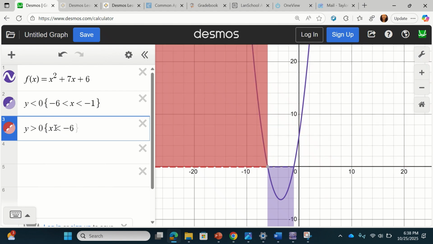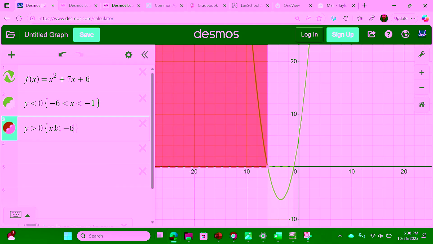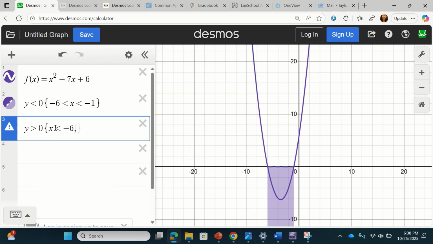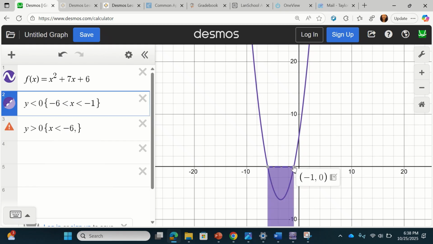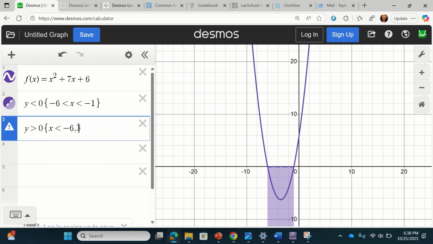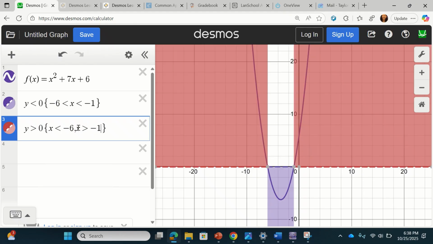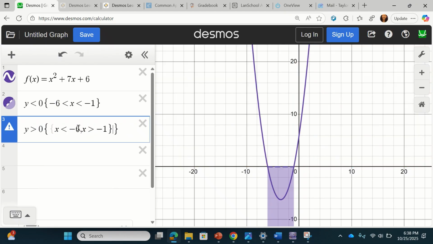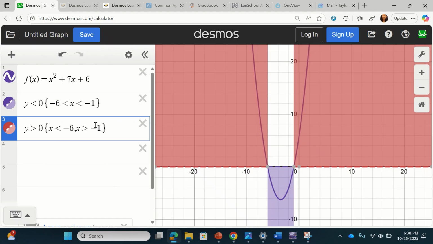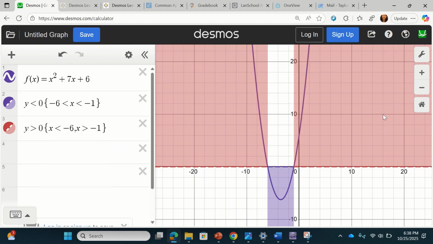So that's good. And then I think we do a comma. And then we want where x is greater than -1, meaning it's going off in this direction. So we do a comma. x is greater than -1. Aha, yeah, I remember how to do it. Okay, oops. Put an extra one of those. Okay, and there you have it.